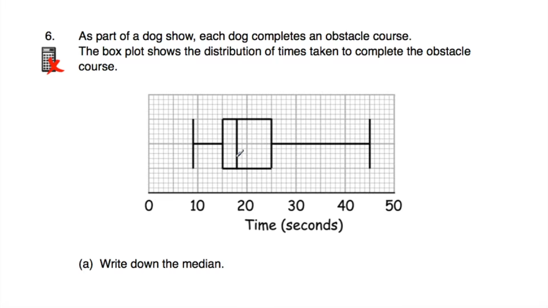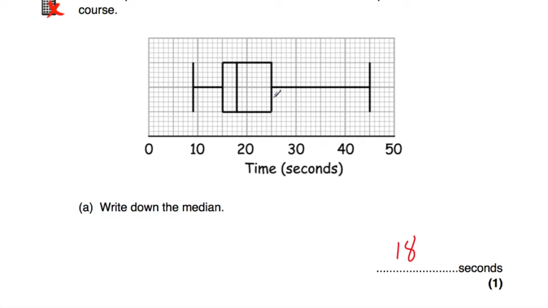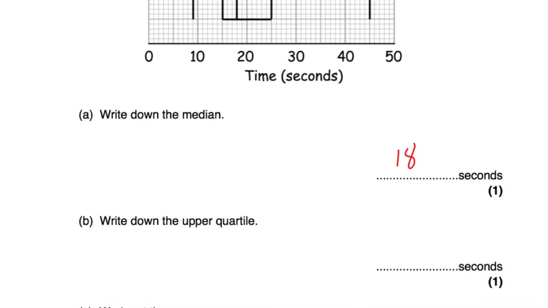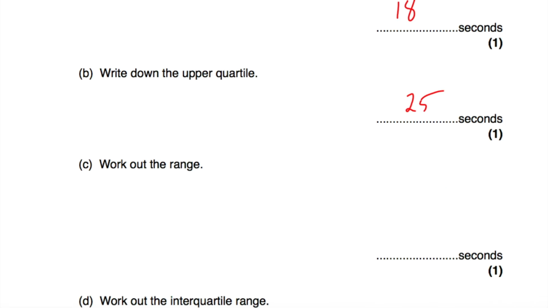And part A says write down the median. So the median here is 18 seconds, because obviously each one of the little boxes is worth 1. So then starting at 20 and going 1 across, 2 across would bring us to 18 seconds. So that's 18 seconds. Okay, part B says write down the upper quartile. So the upper quartile is this line here, which is 25 seconds. So 25 seconds. Okay, part C says the range.